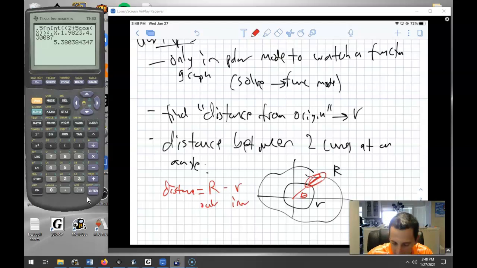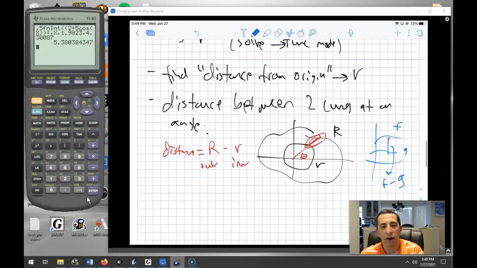And that should be similar to what we've seen before, because if you have a normal graph, you have f and you have g. If you want to find the distance between them, that distance is just f minus g. Well, the distance between the two is just the outer minus inner.